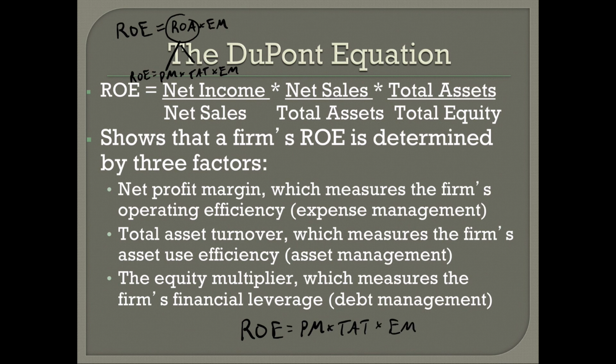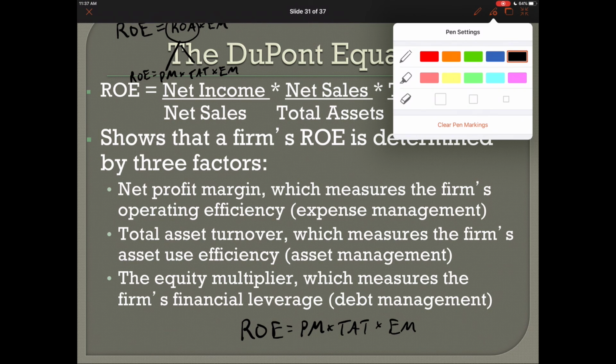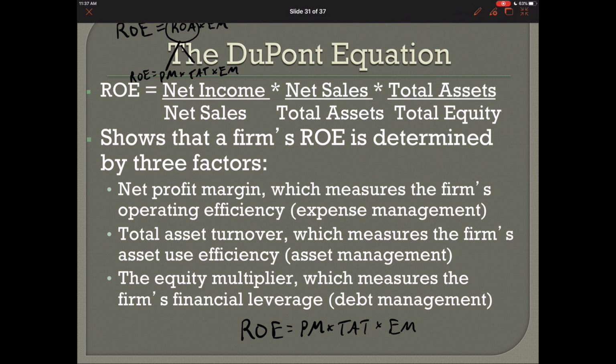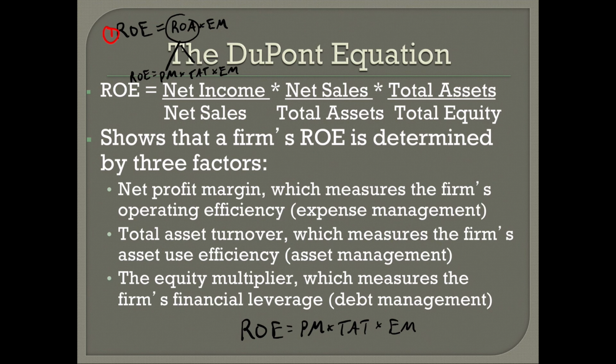And what I've showcased up here is we had three different steps to the DuPont to come up with that DuPont identity. Step one was to say that ROE was equal to ROA times equity multiplier. Step two was to break down ROA to be the profit margin times total asset turnover. And then step three is to throw it all together.